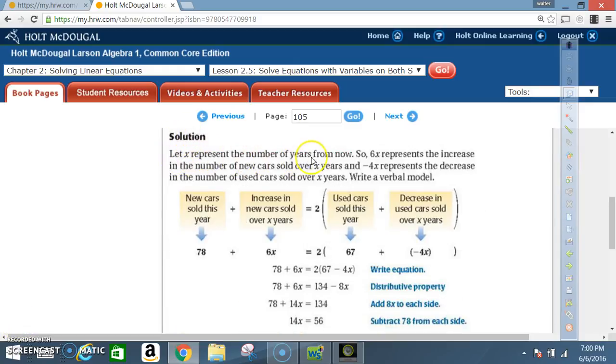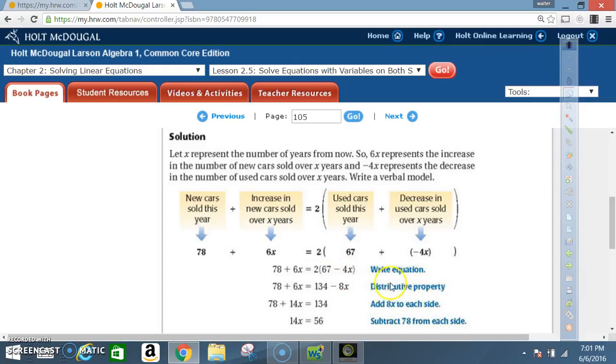Solution. Let X represent the number of years from now. So, 6X represents the increase in the number of new cars sold over X years, and a negative 4X represents the decrease in the number of used cars sold over X years. Write a verbal model. New cars sold this year, 78, plus increase in new cars sold over X years, 6X. That equals 2 times used cars sold this year, 67, plus decrease in used cars sold over X years, a negative 4X. So our equation is going to be 78 plus 6X is equal to 2 times 67 minus 4X.